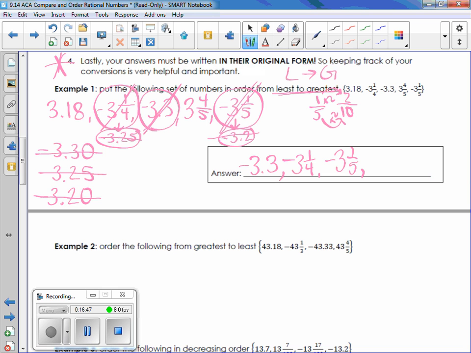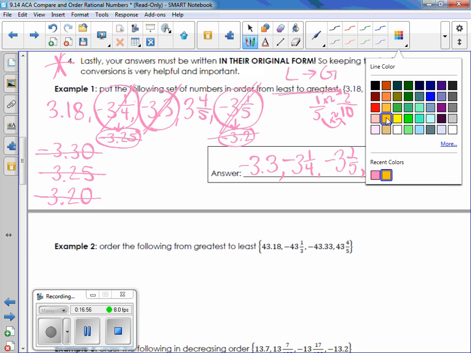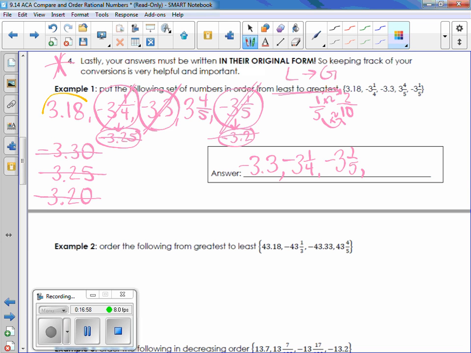Yeah. So now it's time to move on to the positive numbers. So I have 3.18. I'm going to circle them in a different color so we can see them more. And 3 and 4/5. What do I need to do? Convert. Okay, so 3 and 4/5. I can convert that to a decimal. It's going to be 3 point. I think about the 4/5 again like this.